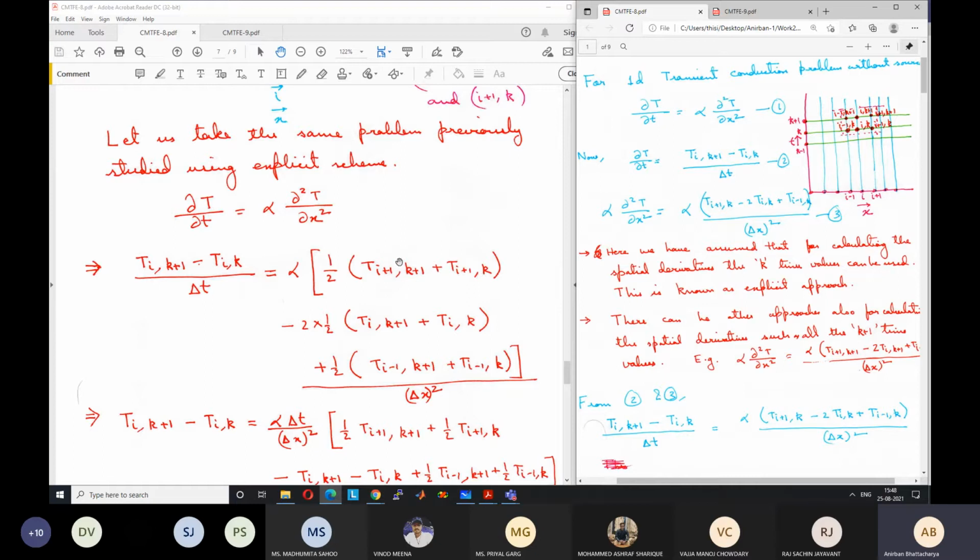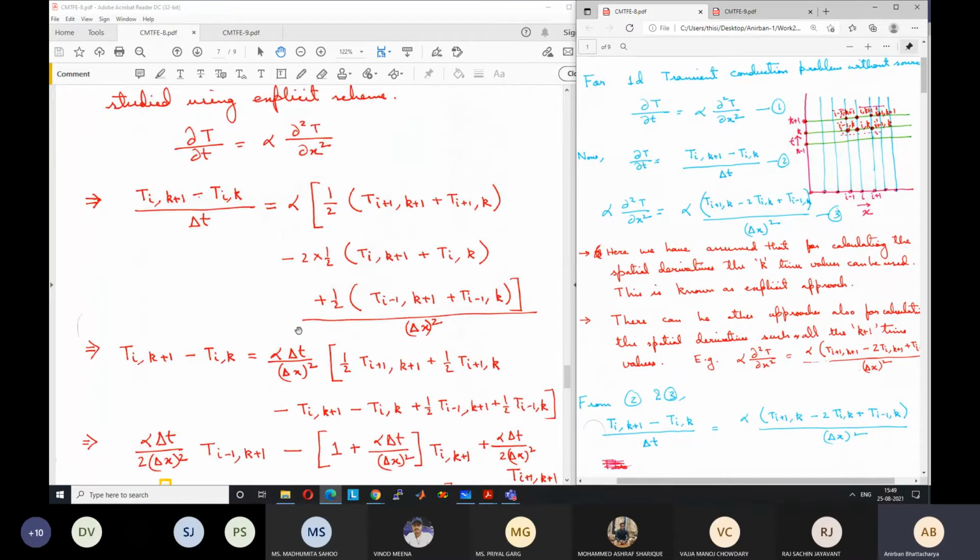So this first term is unknown, the second term is known. Minus 2 into half, again the average. Instead of Ti k, we are again taking the average of Ti k plus 1 and Ti k. Similarly, plus instead of Ti minus 1 k, we are taking the average of Ti minus 1 k plus 1 and Ti minus 1 k, divided by delta x square. This is the only change. Although it looks like a minimal change, it drastically changes the solution procedure, because now you have more unknowns.